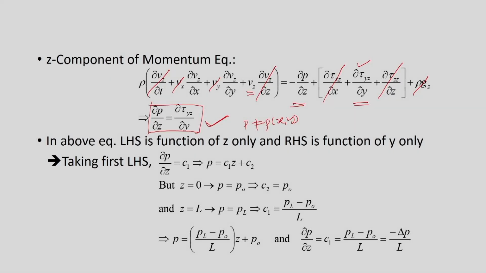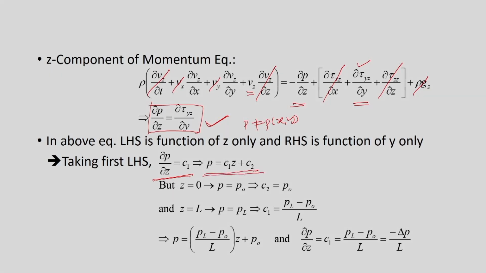And then the right hand side term ∂/∂y of τ_yz is there, and also ∂v_z/∂y; only v_z velocity is there, and that is a function of y only. So the right hand side term is a function of y only, and the left hand side is a function of z. So what does it mean? Both of them are independent of each other. So we can equate these two terms to one constant C1. Let us say ∂p/∂z is equal to C1, then we get p equals C1 z plus C2.